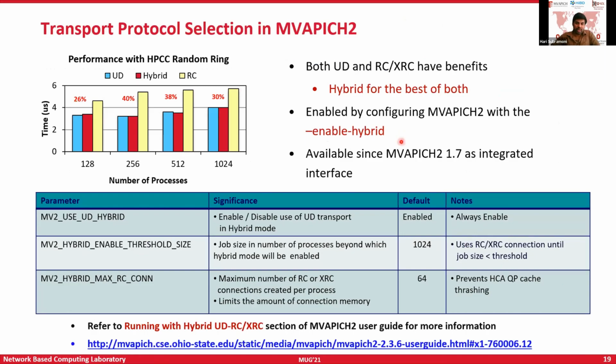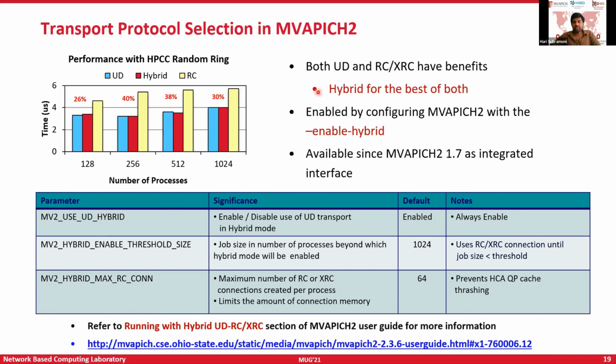MVAPICH2 has support for the different transport protocols that InfiniBand has, including UD, RC, and XRC. XRC is now more or less deprecated, so let's just call it UD and RC. And MVAPICH2-X has support for the dynamic connected transport protocol as well, which we'll talk about later. This is configured at runtime by using this flag, which is now enabled by default. And these are some of the environment variables you can use to enable or disable the support.